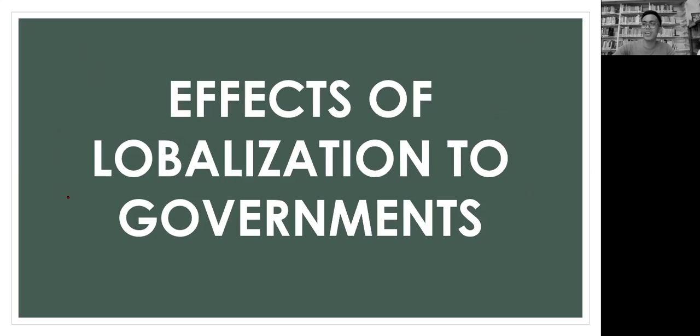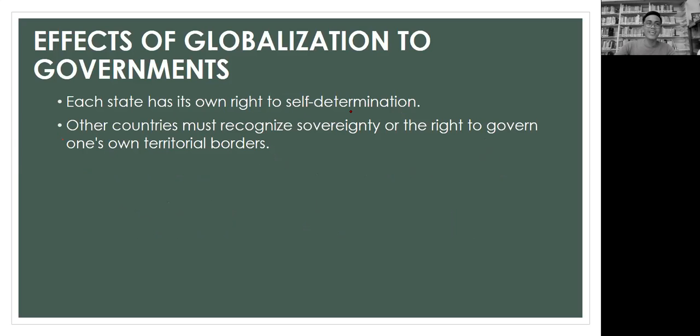Next, we have the effects of globalization to governments. Again, our topic is all about the effects of globalization to governments. So one of the key aspects of state sovereignty is the government. It is a group of people who have the ultimate authority to act on behalf of a state.